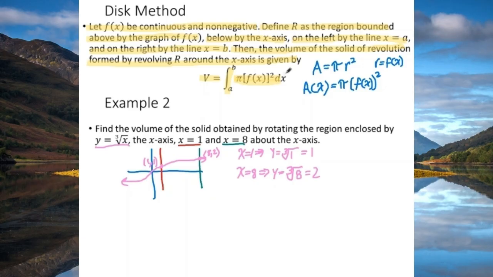As for the region, it will be the region bounded between the two vertical lines, our cube root graph and the x-axis, which will be this region here. This gives us an idea of how to set up the integral.